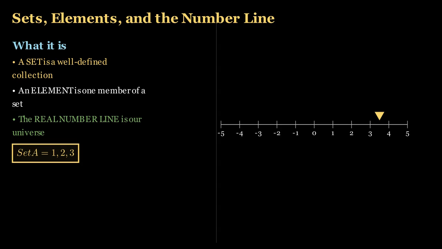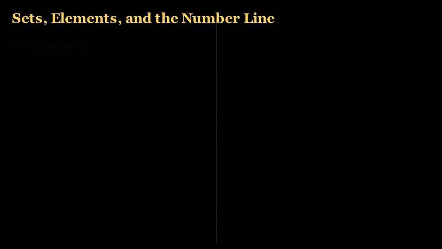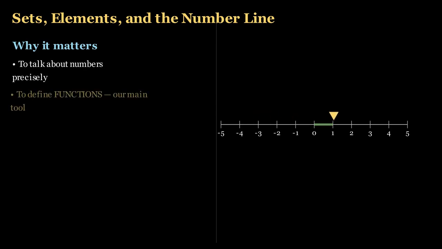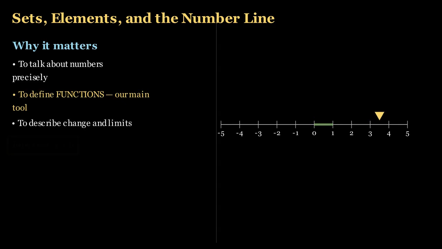Why do we even bother with this idea of sets and a number line? Because calculus is the study of how things change, and to describe change, we need to be incredibly precise about which numbers we're talking about. A function, which is the most important idea in this entire course, is a rule that takes an input number from one set and gives an output number in another set. To even define a function, you must first define the sets it works on.